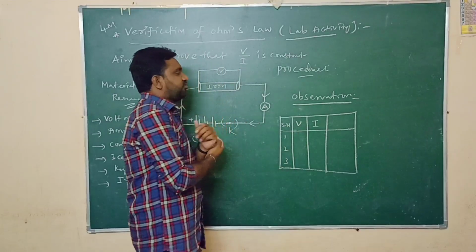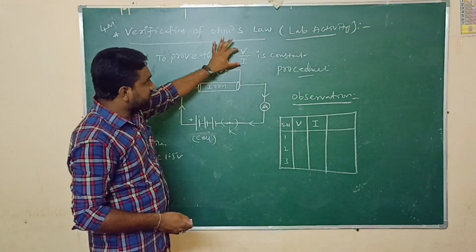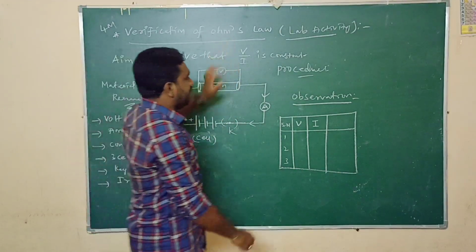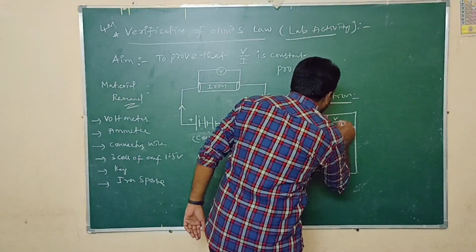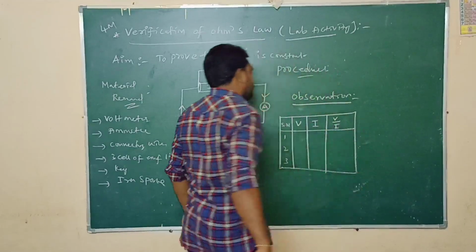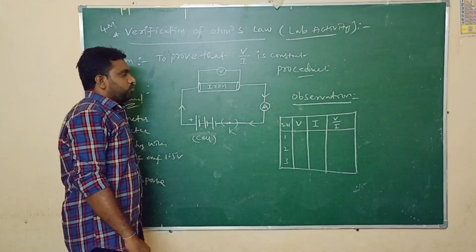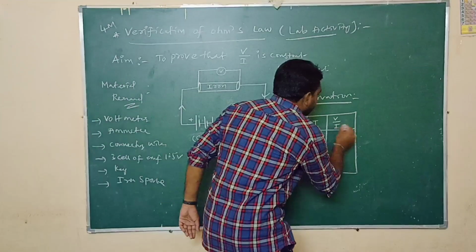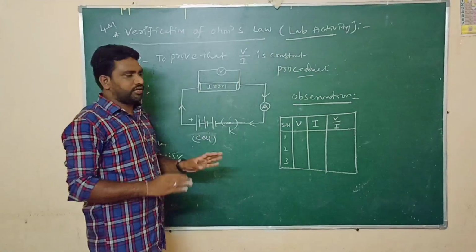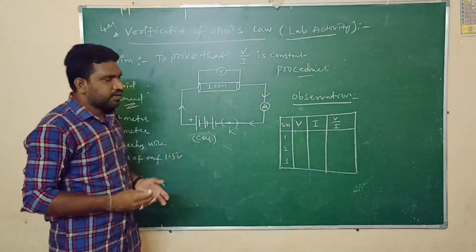And next, in the last column, we need to check the ratio between V and I. This is important. In the fourth column, the V by I ratio. Right. So you should not substitute any values when this question comes in your examination.